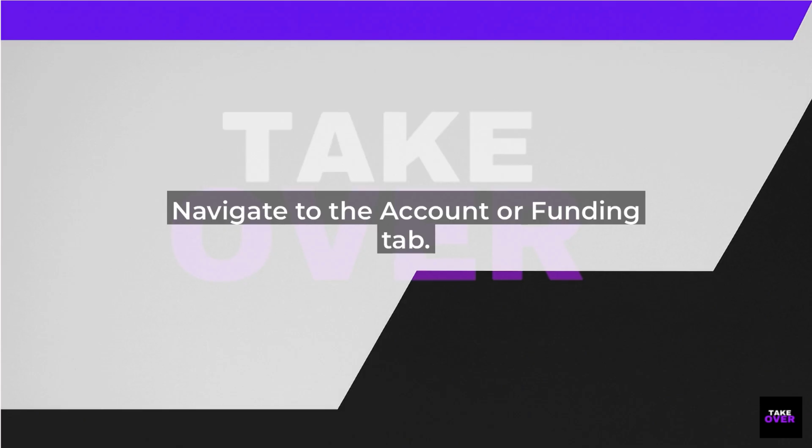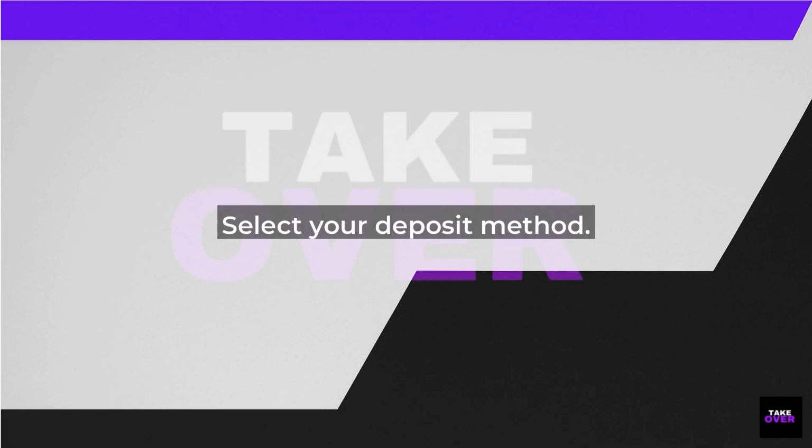Now, let's get to the fun part. Tap on the Account or Funding tab. Depending on the 2025 interface, it might be right on the home screen for easy access. You'll see options for deposits. Choose your preferred method. You could go with a bank transfer, which is usually instant for linked accounts, or use a debit card for quicker access.